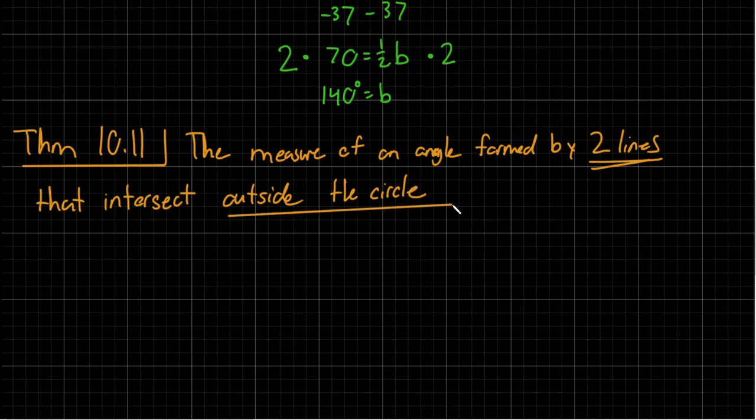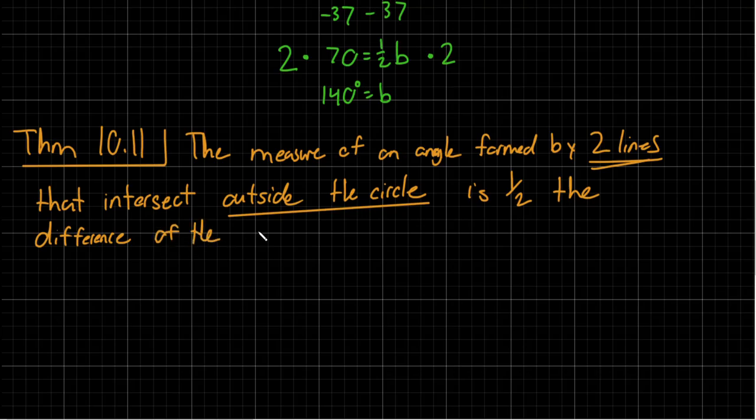We're now going outside of the circle. It's still going to be half, but it's not the sum anymore. It's going to be the difference of the measurements of the intersected arcs.